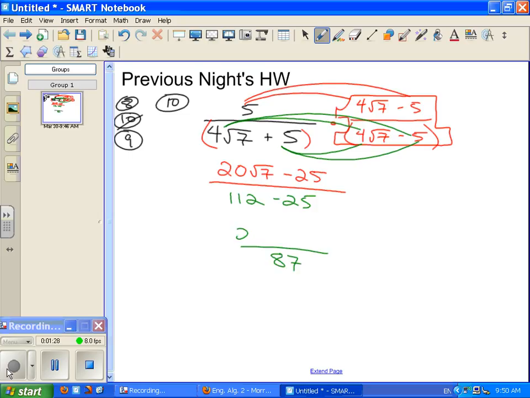And then the top is this ugly thing. But at least I don't have a radical in the denominator. Does a 20, a 25, and an 87 have anything that I can cancel? No.